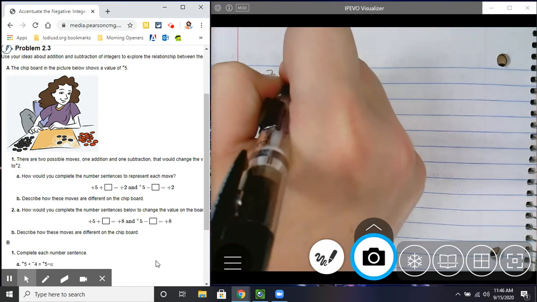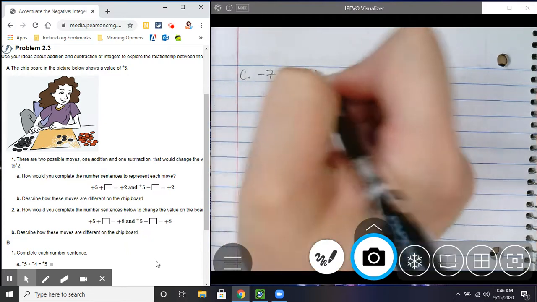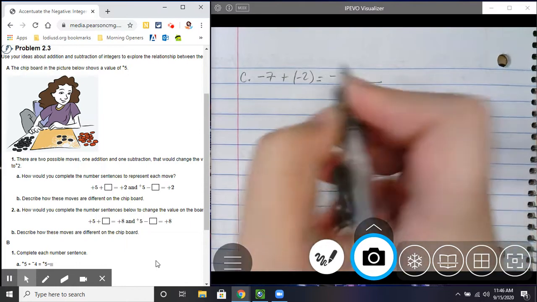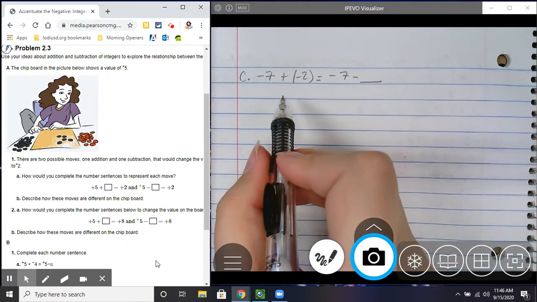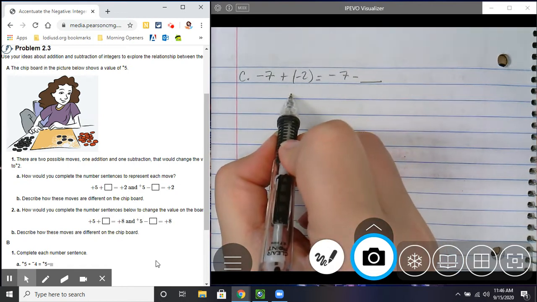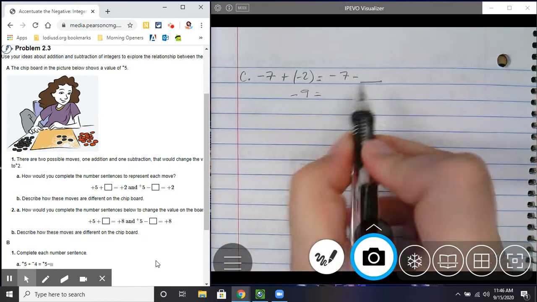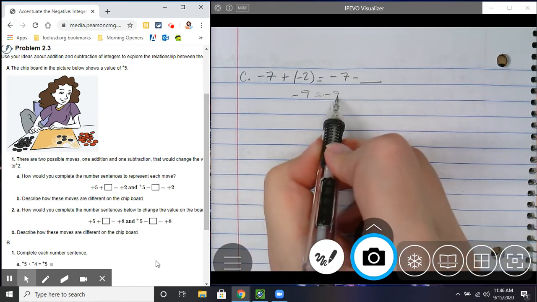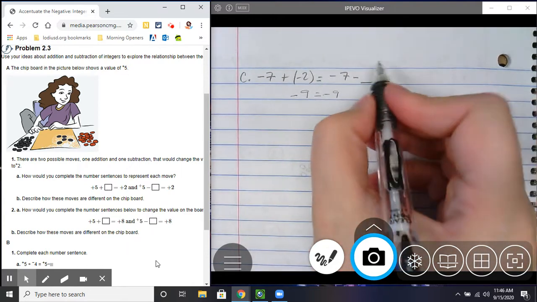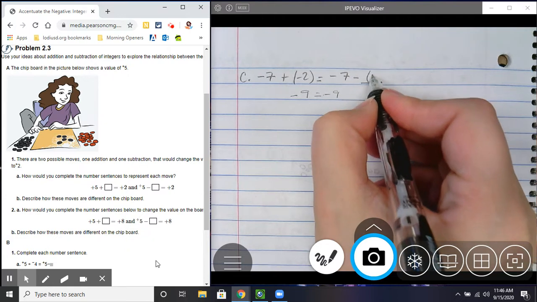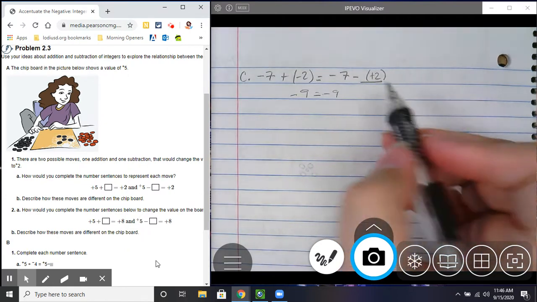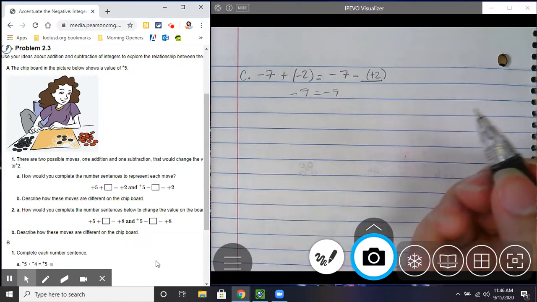-7 plus -2 and -7 minus some number. So this would turn out to be -9. So this needs to also be -9. So -7 minus what number would be -9? It would just be positive 2. Because you're going backwards, right, on the number line.